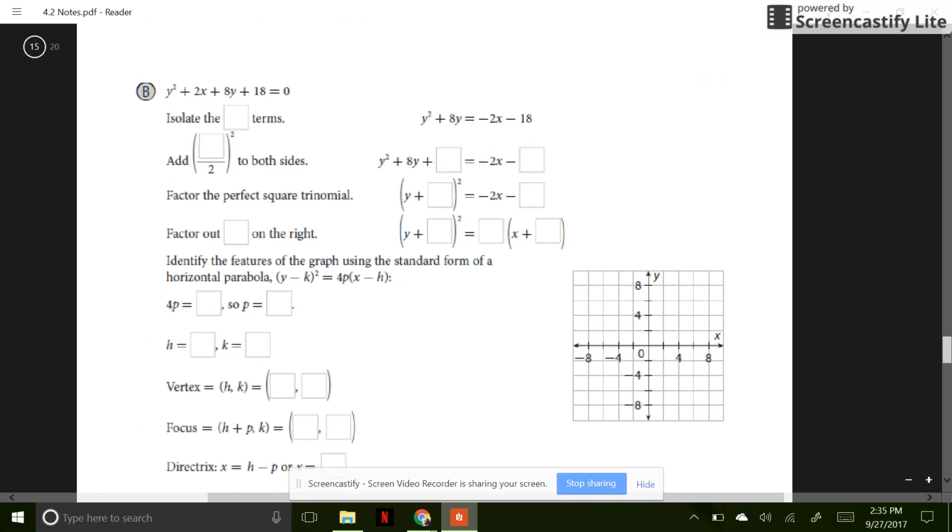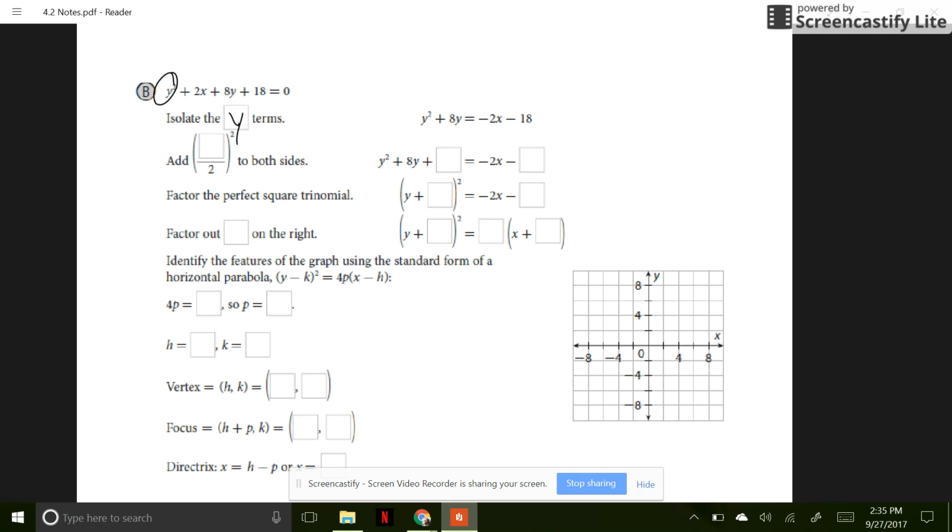So we've got our equation here. We look at which term is our squared term. It's the y, so that's what we need to isolate. We isolate the y terms. Now we have to take our b over 2 term. So our b is 8, so we add 8 over 2 squared to both sides. So we're adding 16. They've already done it in a step here.